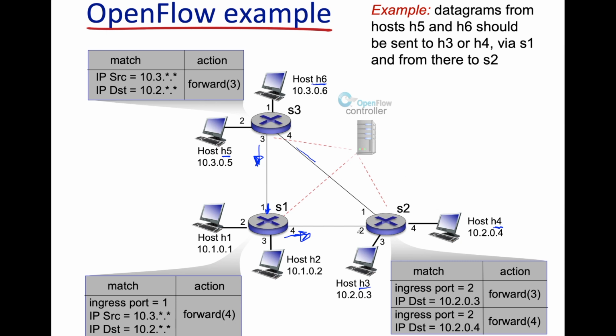So we have ingress port 2, so all data coming in port 2. If the destination is 10.2.0.3, meaning it's going to host H3, forwarded out port 3. Okay. This takes care of packets that are destined for H3. Likewise, if the ingress port is 2, okay, and the destination address is 10.2.0.4, send it out port 4. So with that, we can reach either host H3 or host H4.